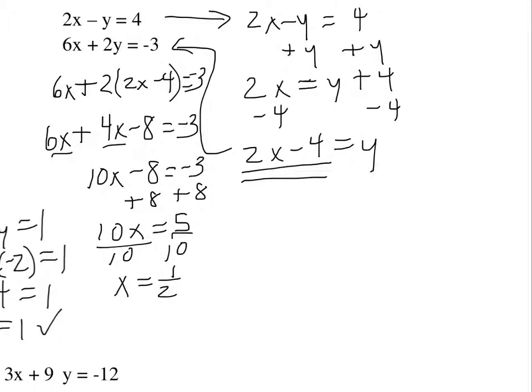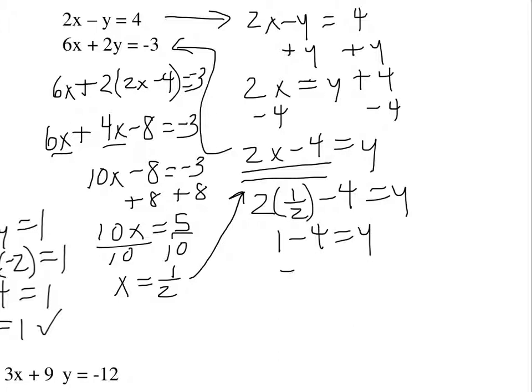Ooh, a fraction for an answer. We never would have found that by graphing because it's really hard to tell in the graph where 1/2 is. Now we know that x is 1/2, so what is y? Well, y is 2x minus 4, and if x is 1/2, it's 2 times 1/2 minus 4. So that gives us 1 minus 4 is y. Y is negative 3. So our solution, the point where these two lines cross, is the point 1/2, negative 3.